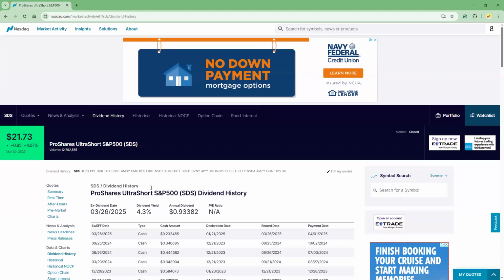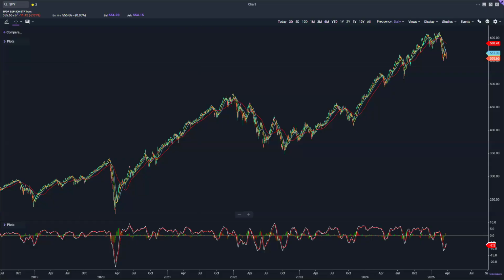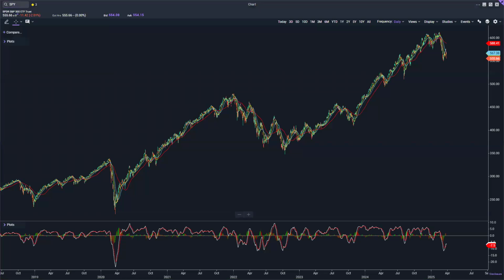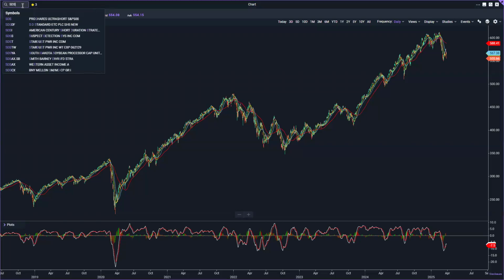Okay. Now, obviously, you don't want to own this when the market's climbing, right? When the market's climbing, these shares are going to drop because this is short the S&P 500. So, excuse me, these shares, they make money as the market pulls back. So let's take a look at that ticker. What was it? It was SDS. So we'd look at SDS here.